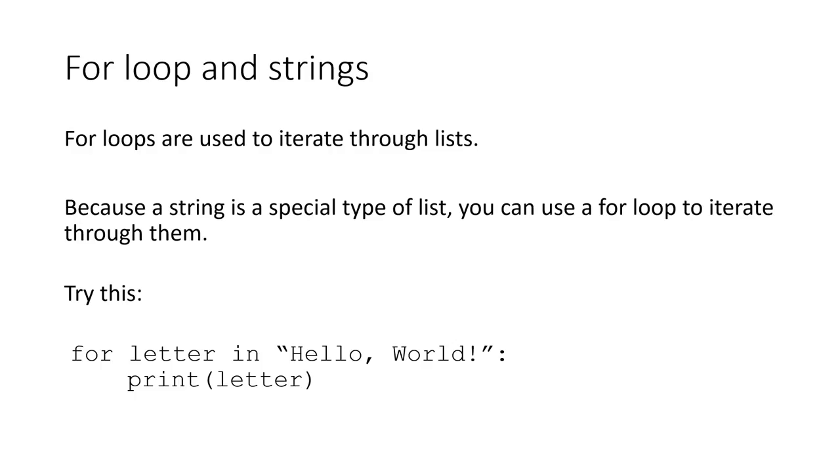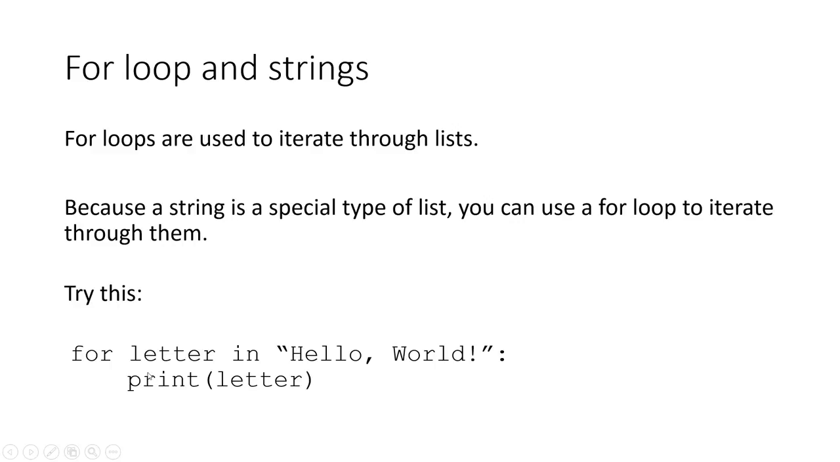Now, you can use a for loop to iterate through any list. So if you remember, we talked about how we can use the range function to create a list of numbers and iterate through the list using a for loop. Because a string is a special type of list, a list of characters, you can use a for loop to iterate through it. So try this code here.